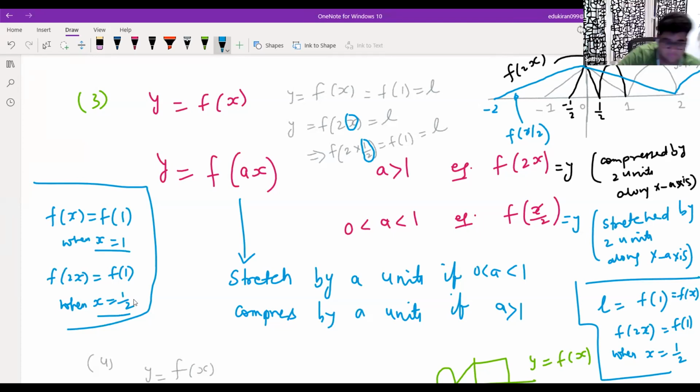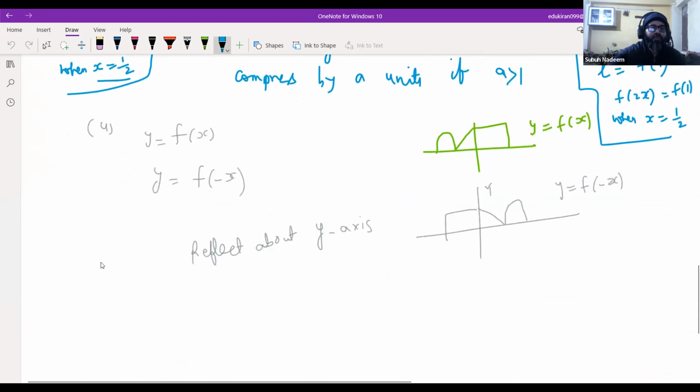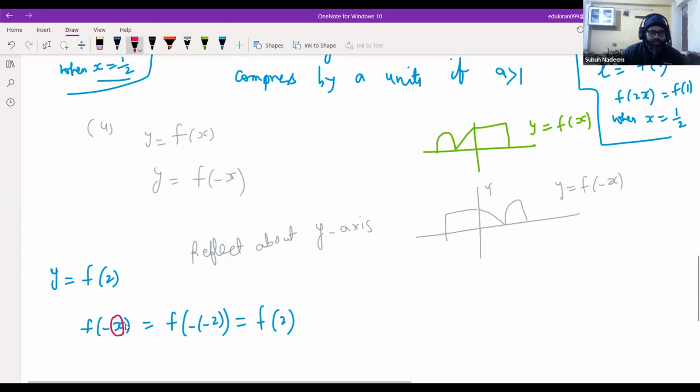Got it? Similarly, if it is f of x by 2, it will stretch. Okay. Now here f of minus x, what is happening? For example, y is equal to f of 2 is there. And now you want to get the same value for f of minus x. So what you will put x as minus 2, so that you will get f of 2. So simple compensation is there. So x is now not 2 but minus 2.